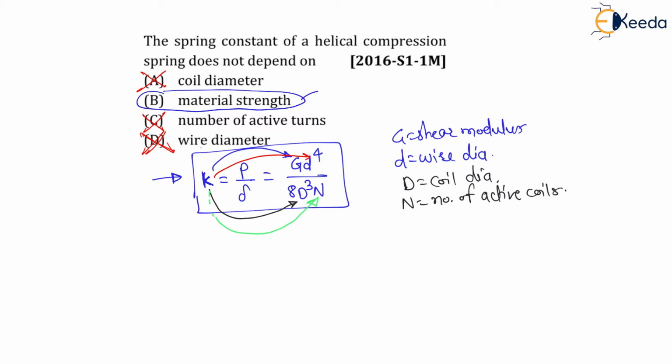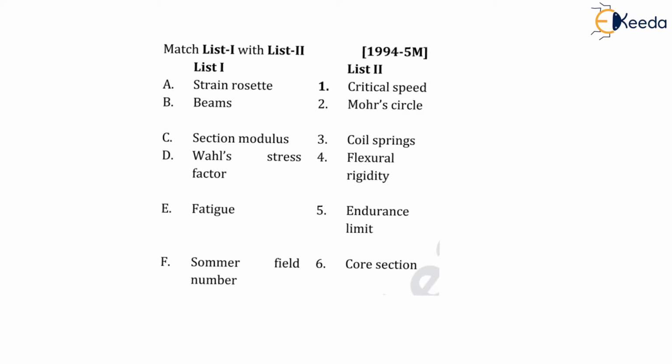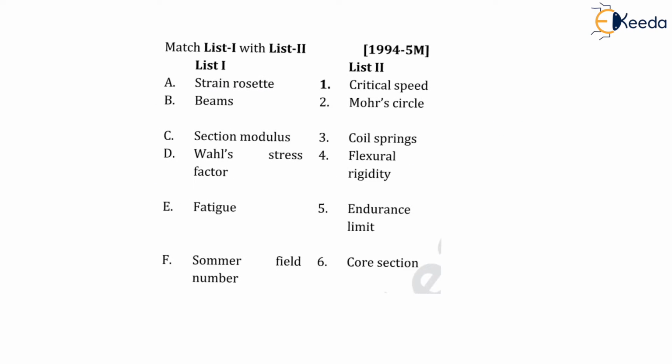Material strength means here ultimate strength SUT, yield strength SYT, then endurance strength, then shear strength SSY, right? Shear yield strength SSY. These are the strengths of the material. But here there is no strength in the formula, therefore option B is the correct choice. The next question on the spring was asked in GATE 1994 for 5 marks, right?